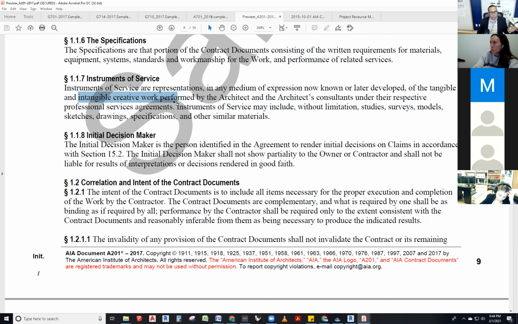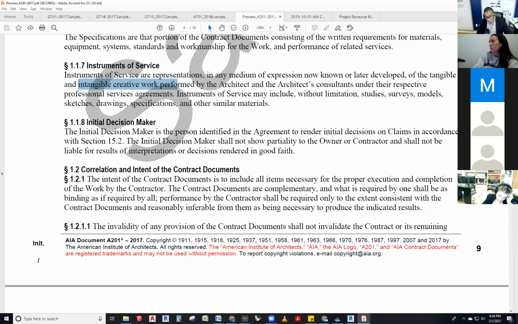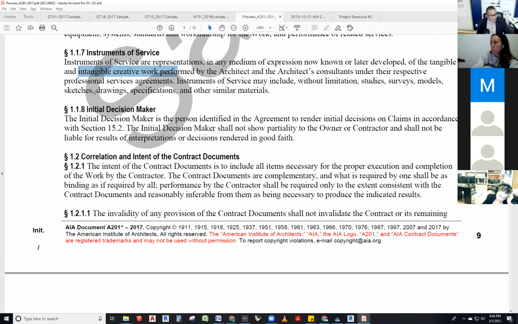So it defines that in here, and it's the same definition as the one that we have in the B101 and the one that we have in the C401, should there be any. Because we have to make it clear here to the contractor and to the owner that this belongs to us, that is, the architect and the architect's consultants. And as you know, when there is a termination, there is a termination fee and an instruments of service fee, a licensing fee for those instruments of service. It may be a napkin sketch, guys. It doesn't matter what it is.